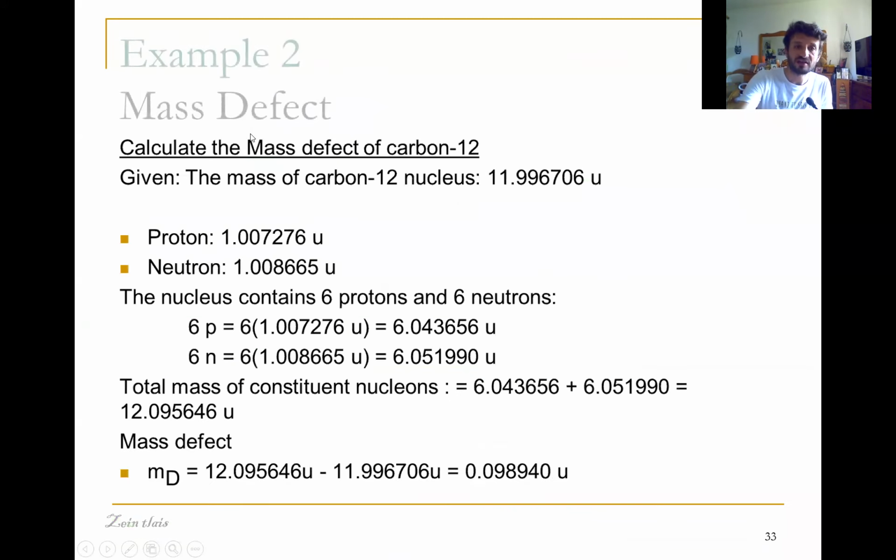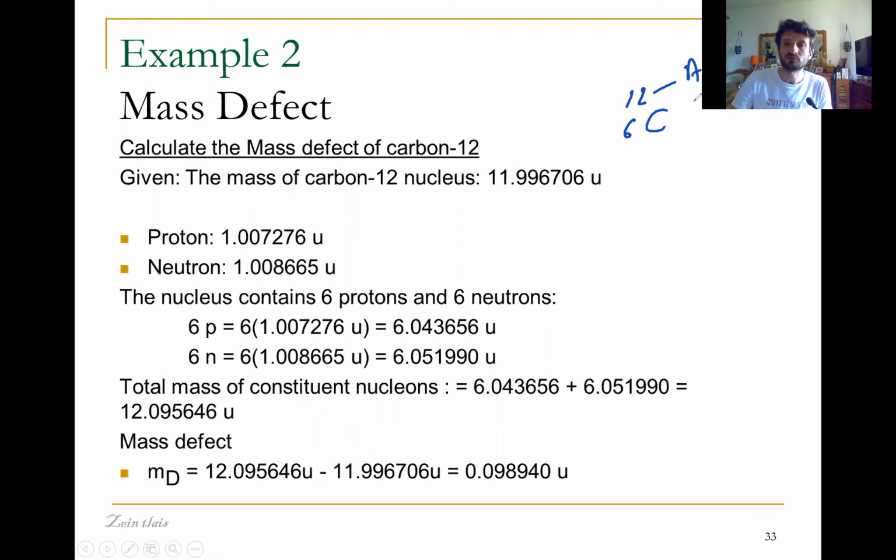I give you a simple example here. Calculate the mass defect of carbon 12, 6. You know here A equals 12, Z equals 6, and N equals A minus Z equals 6. I give you the mass of the carbon nucleus, okay? It's not the atom, the nucleus. I give you directly its value. I ask you to calculate the mass defect of carbon.